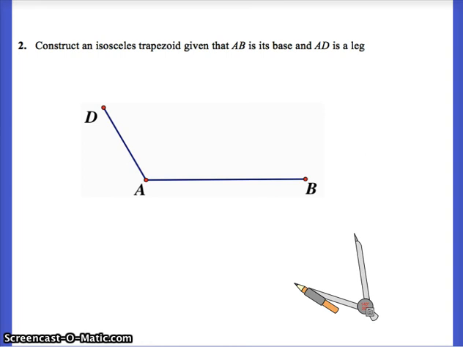Construct an isosceles trapezoid given that AB is the base and AD is a leg. Okay, so it's going to look something like this. I just decided I can't do that in 16 seconds. I'm going to leave that for you for homework. Okay, see you in class.